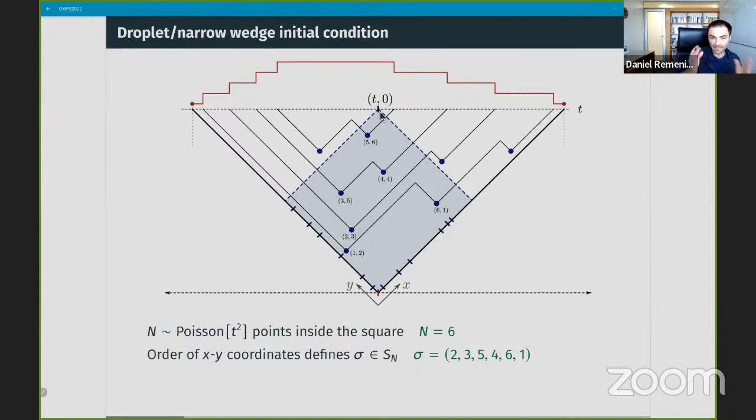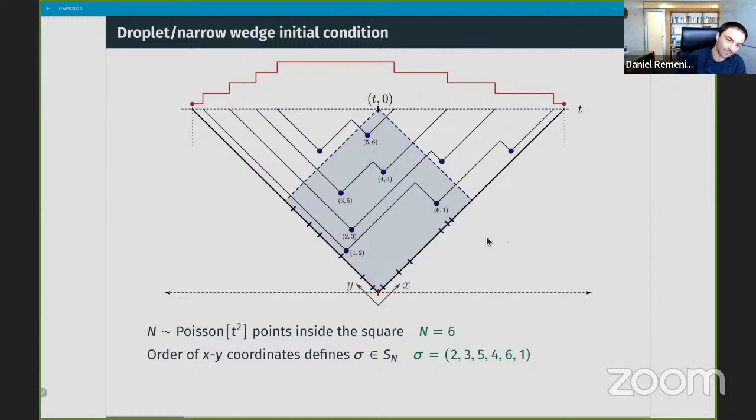And inside this square, you can compute the area of the square. It turns out that the number of dots that you see inside is going to be a Poisson random variable, simply because I have a Poisson space-time process of nucleations. So it's a Poisson with parameter t squared. There's 6 points in this picture.